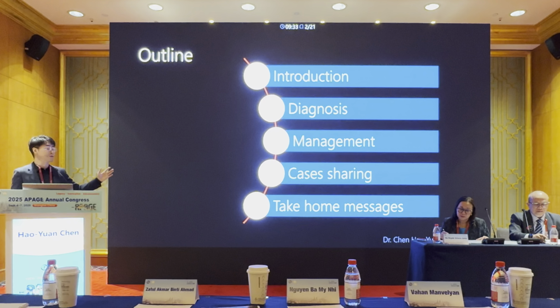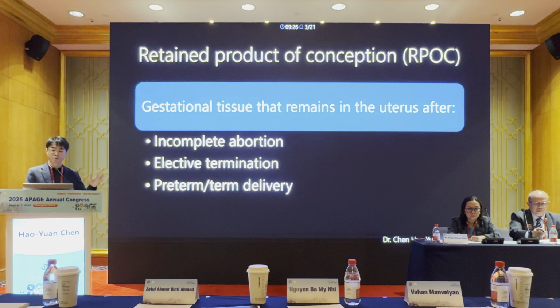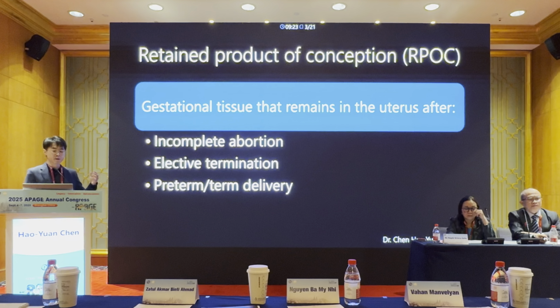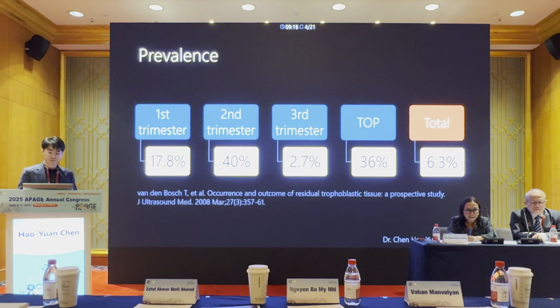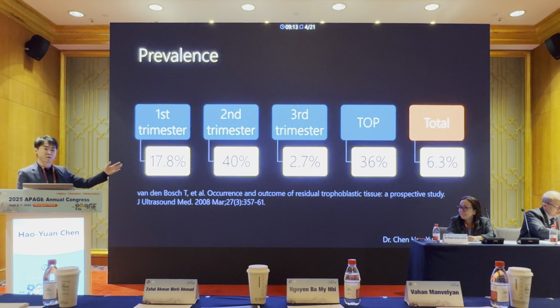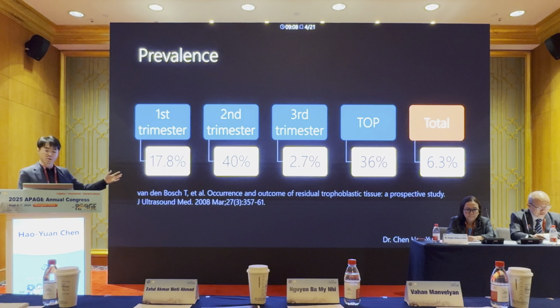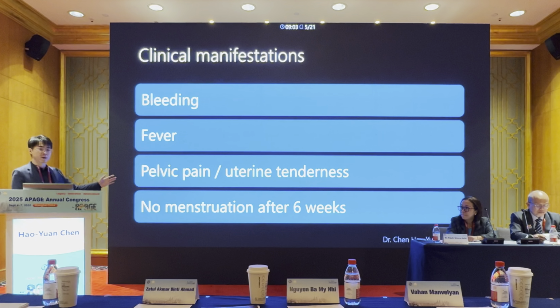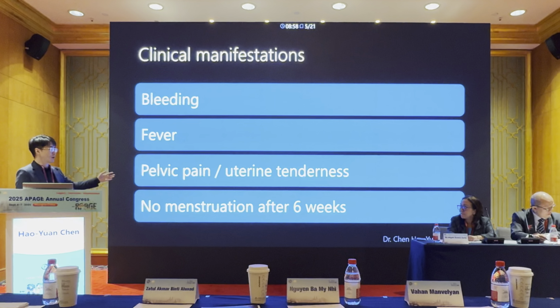Here's the outline of my presentation. First of all, let me explain that RPOC refers to any tissue left in the uterus after either an incomplete abortion, elective termination, or a viable delivery. It is actually not very uncommon. As you can see, the overall prevalence is about 6%, and it is even more common in early pregnancy loss and elective termination. The clinical presentation of RPOC includes bleeding, fever, pain, and amenorrhea after 6 weeks.